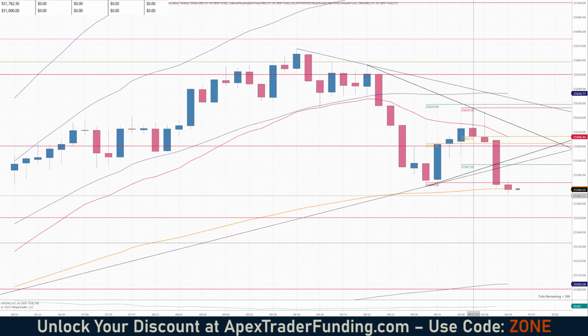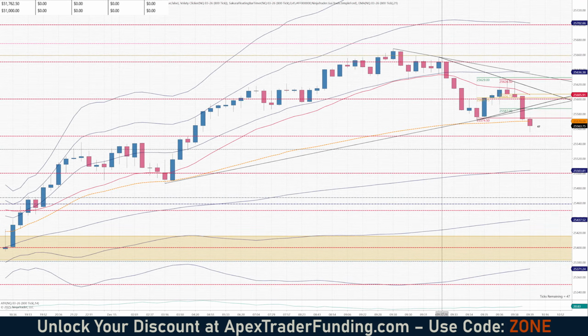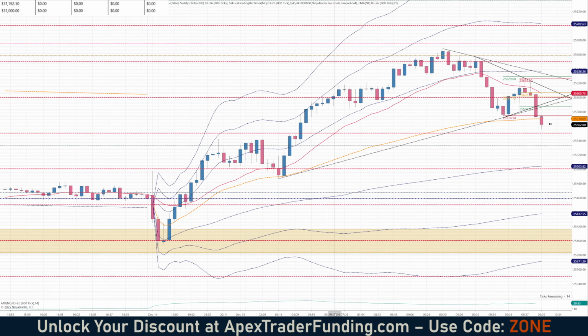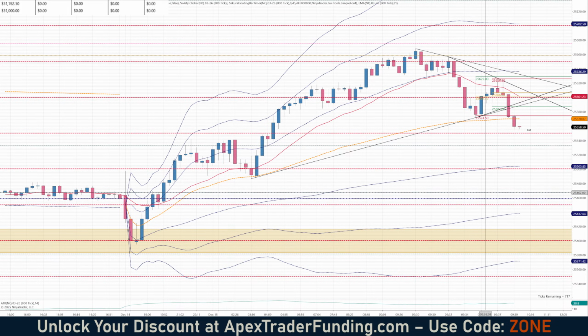Okay, we did test VWAP. Okay, so we're continuing to sink now. I'm wondering if we're going to go and test the overnight low. But before then, if we want to fill the gap, we do have to go down. Down here is going to be where the gap fill is, 467.